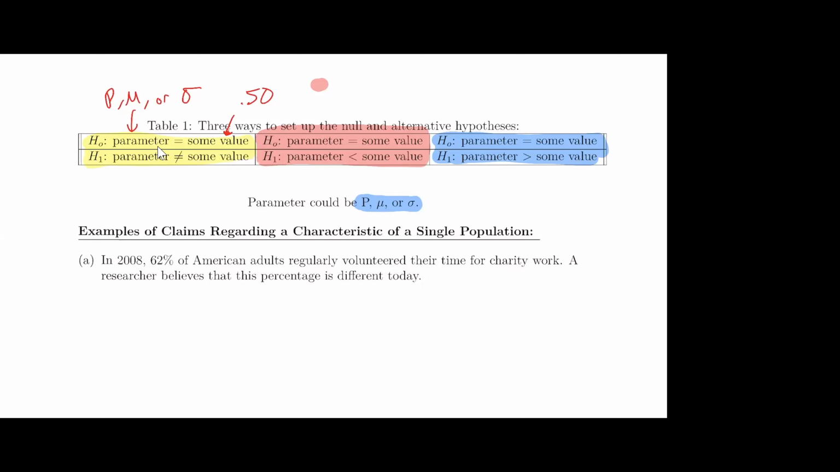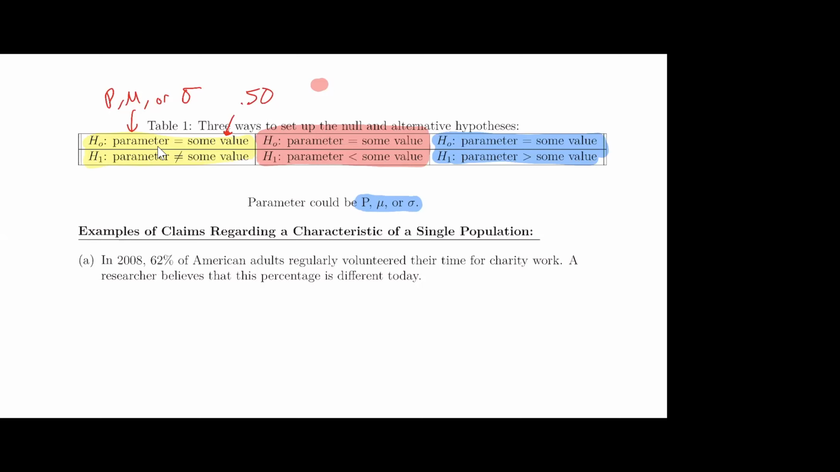Cool. All right, so if you notice for the null hypothesis, they're all stating the same thing: the parameter is equal to some value, because it's essentially stating the default position. The default position is we're going to say the parameter is actually equal to that number that they're saying. The alternate hypothesis, that's where we're trying to prove that that's not true.